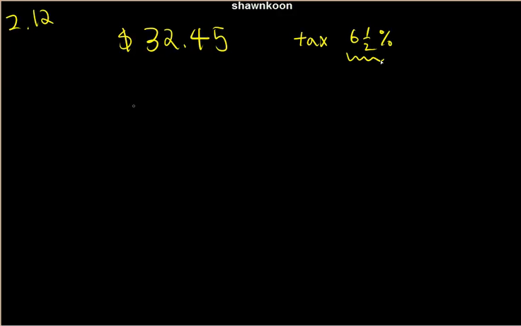Okay, so 2.12. They said they bought food that was how much? $32.45, right? And the tax rate was 6.5%. So there are two things we have to find in this question. First is the original price, and we also have to find the tax price.